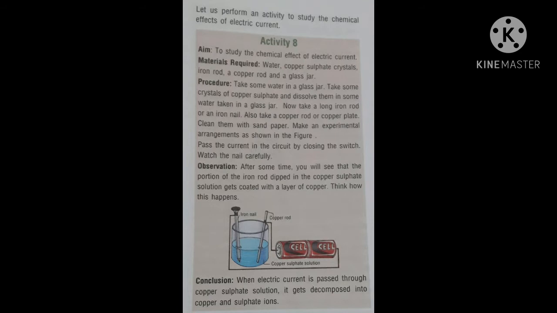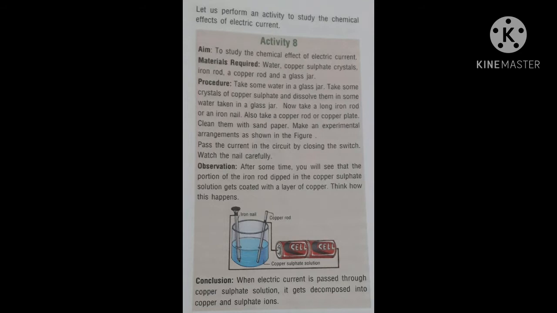Procedure. First of all, take some water in a glass jar. Now take some crystals of copper sulfate and dissolve them in the water in the glass jar. We get a blue colored solution. Now take a long iron rod or an iron nail. Also take a copper rod or copper plate.